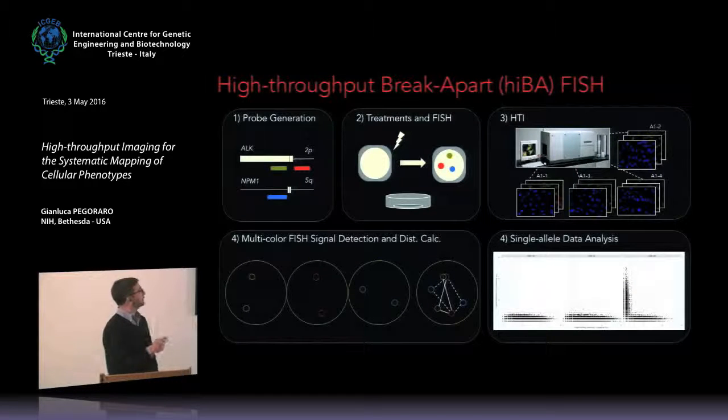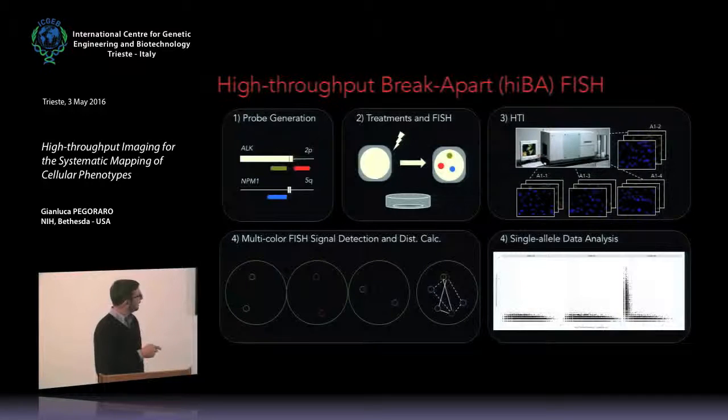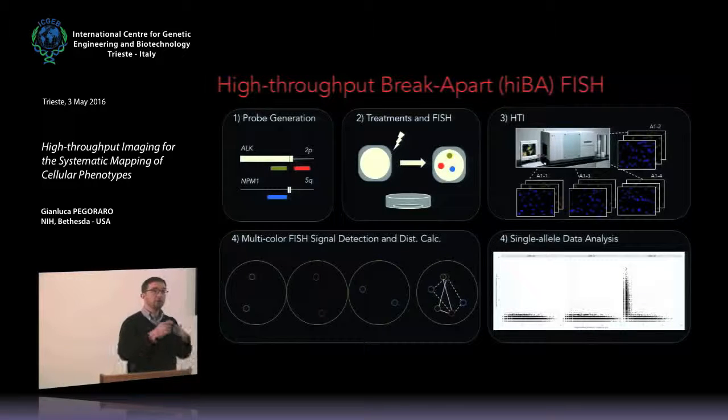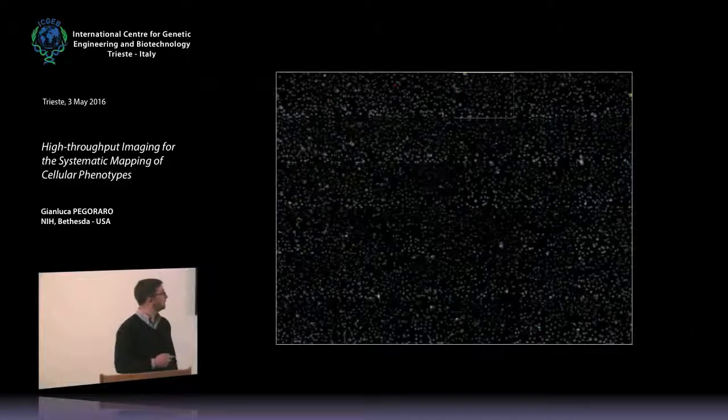So the workflow here, again, is to generate the probes for the two different genes, treat cells and stain them in FISH with 3 colors plus DAPI, and then use high-throughput imaging to acquire tens of thousands of cells per experimental condition. And then, with high-content automated image analysis, we segmented the nuclei based on DAPI and then found the spots in all 3 colors, and then calculated all the distances between spots and minimum distances between spots of different colors to measure proximity or separation. And then we used single allele statistical data analysis to quantify these events.